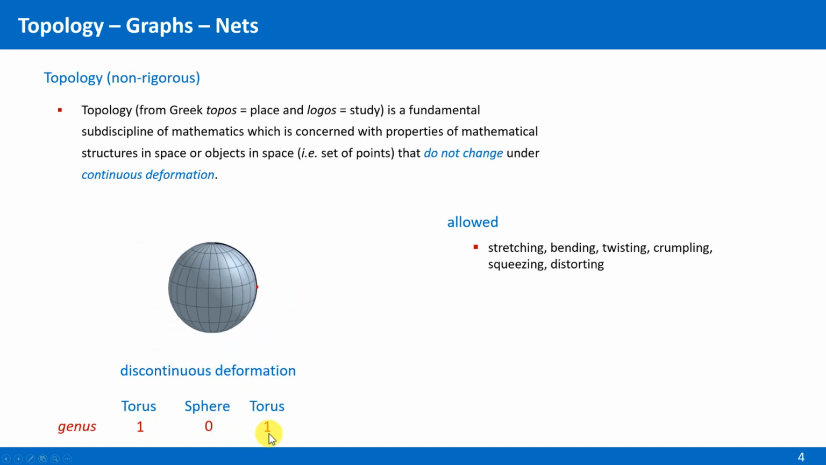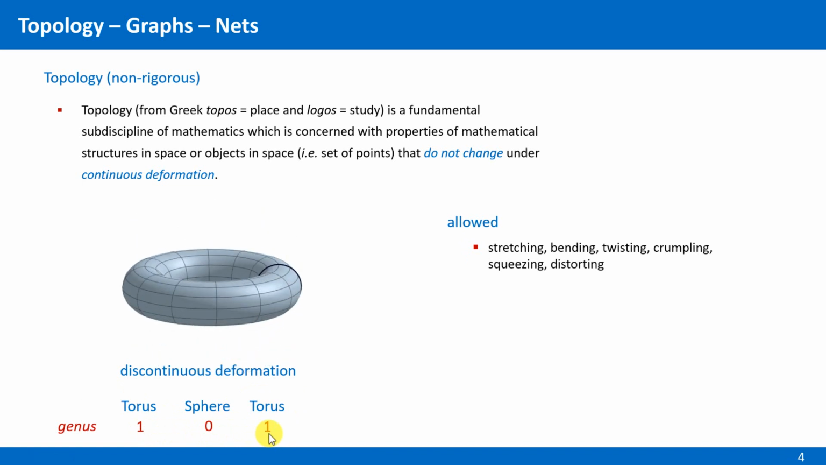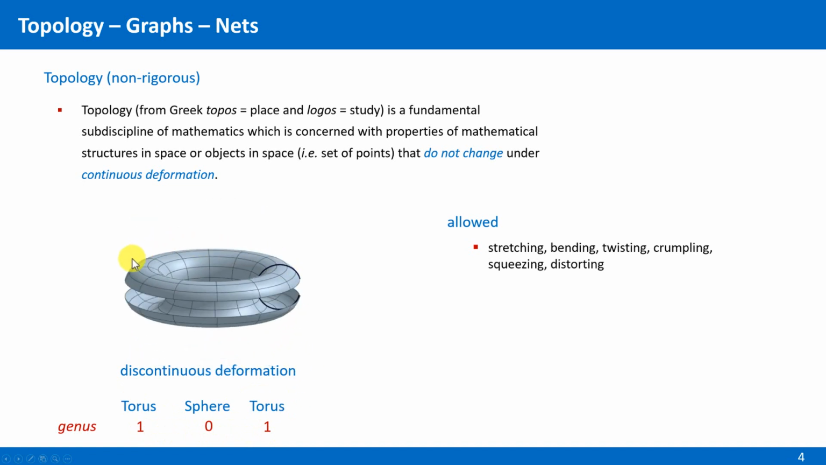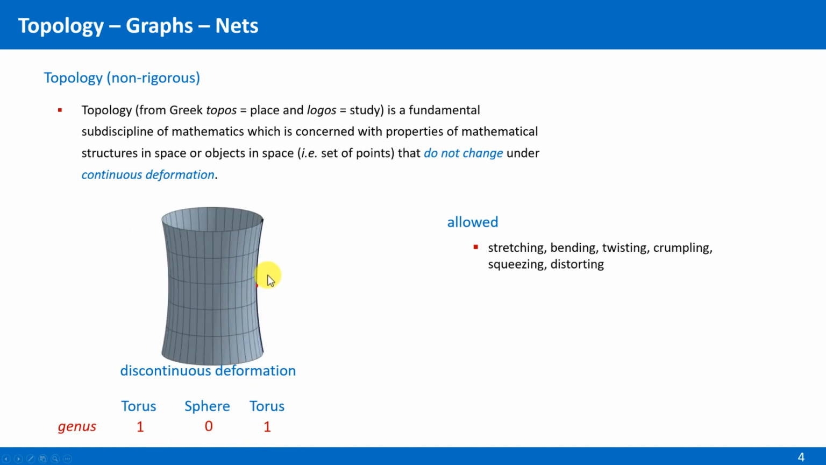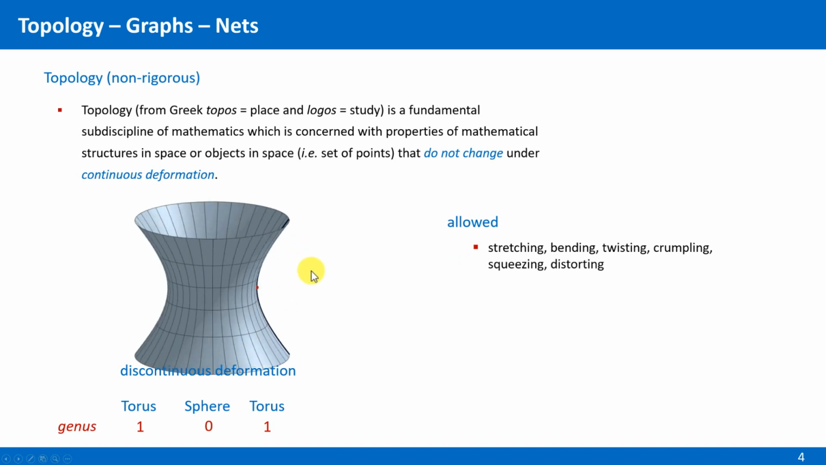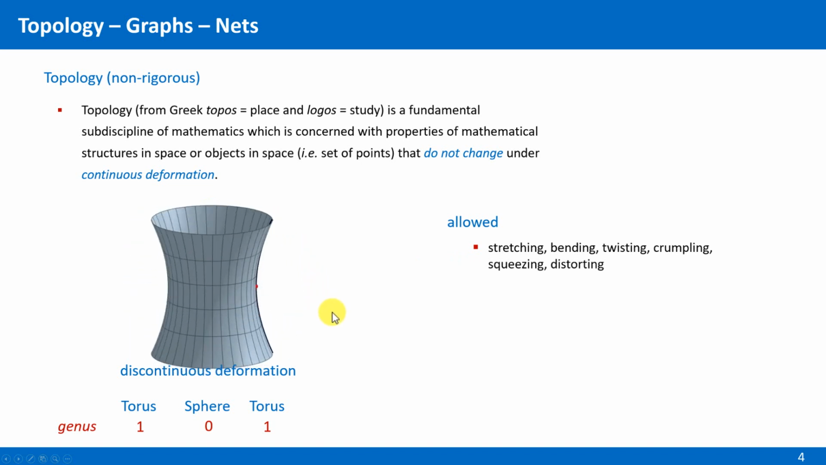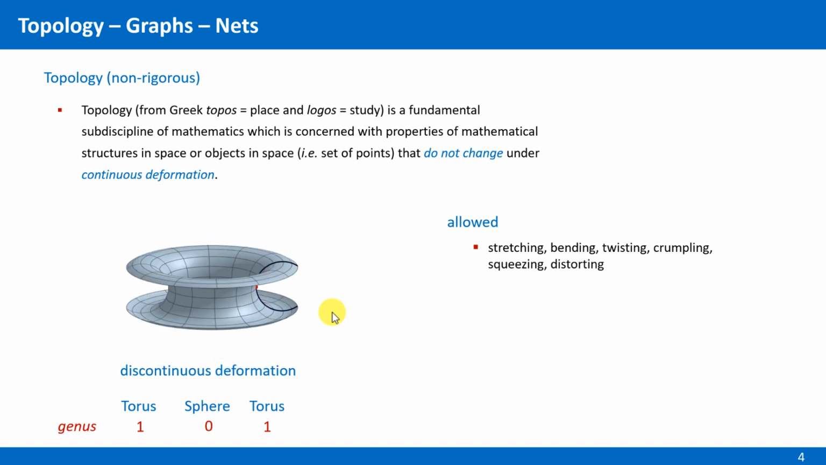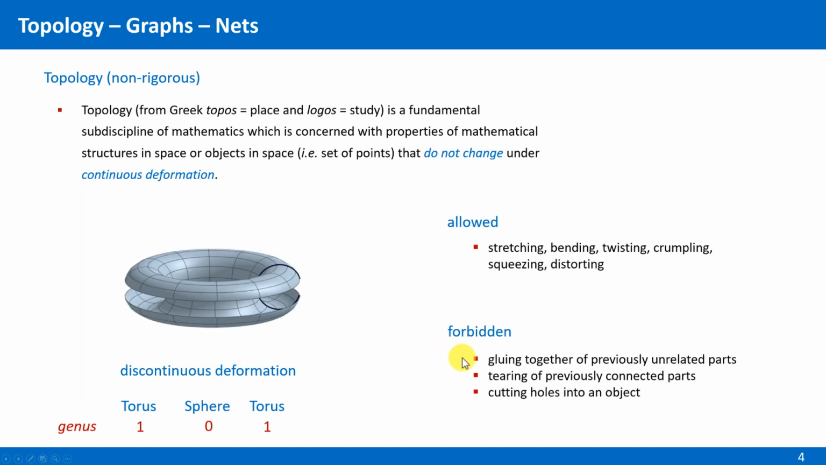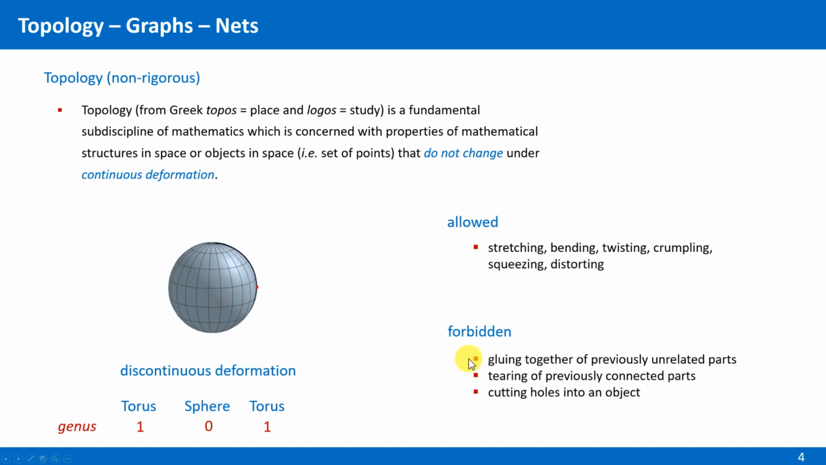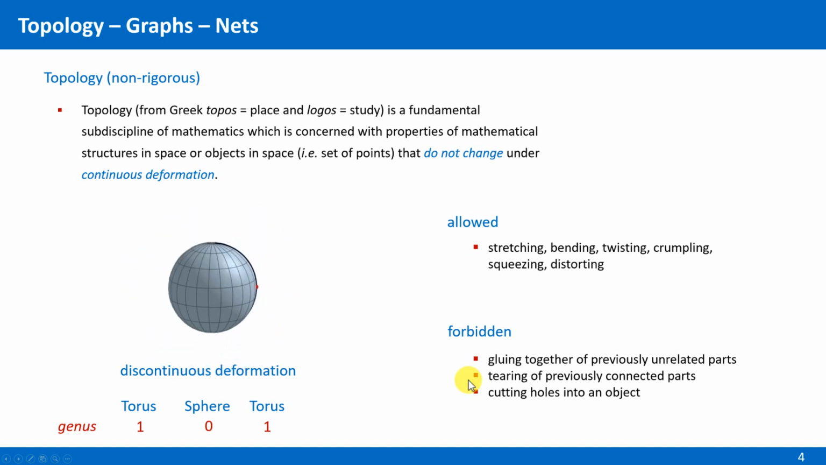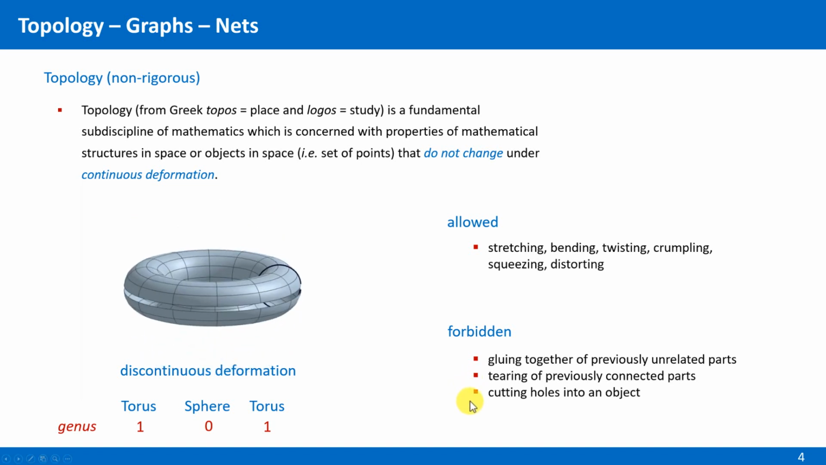again. And we see that this transformation is discontinuous. First, you have to cut the torus along its periphery, then you can deform this tube-like surface continuously, but in the end, you have to glue this surface together at the poles in order to obtain a complete or closed sphere. In other words, these operations are not allowed. Gluing together parts that were previously unconnected, breaking up or tearing parts that were previously connected, or cutting holes into an object.